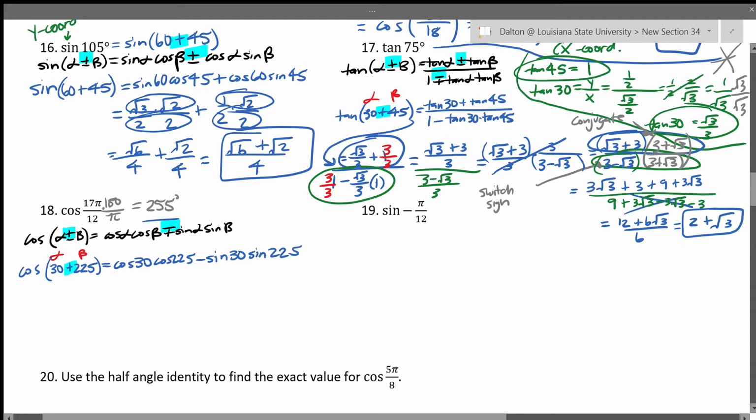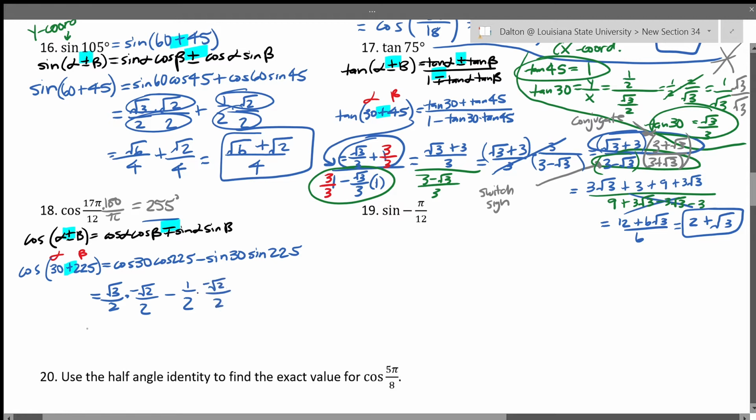And then using these values from the unit circle, cosine is the x value. So the x coordinate at 30 degrees is square root of 3 over 2. The cosine of 225 is the x coordinate at 225, which is negative square root of 2 over 2. Make sure that negative doesn't creep up on you. Minus sine of 30 is 1/2. Sine of 225 is negative square root of 2 over 2.